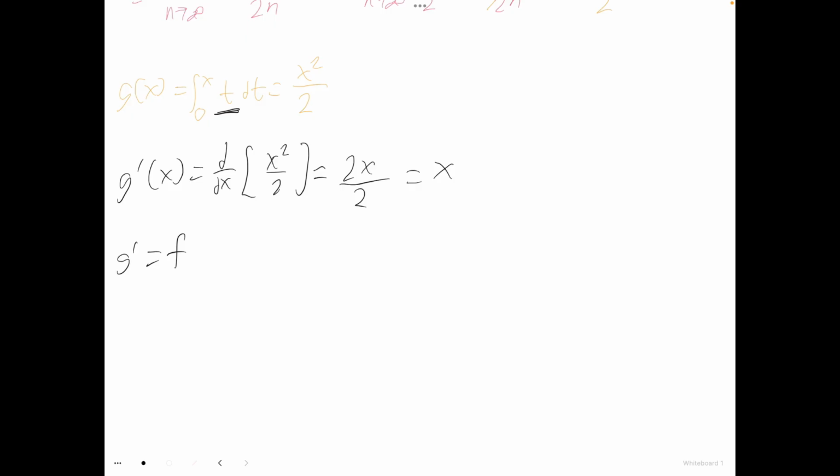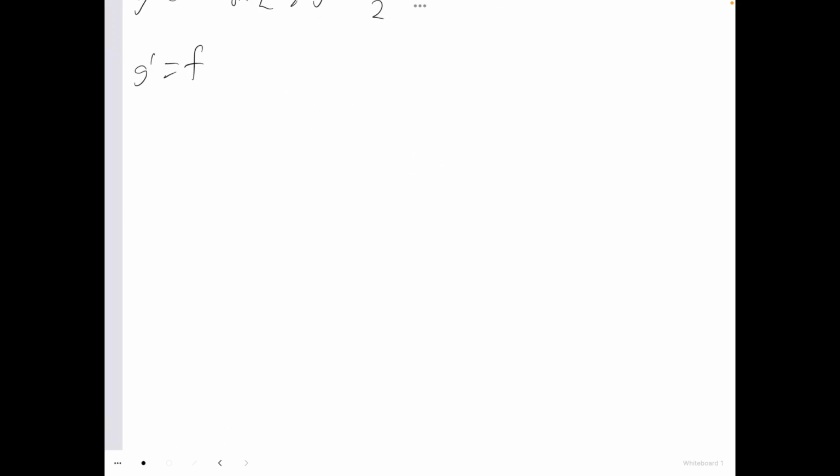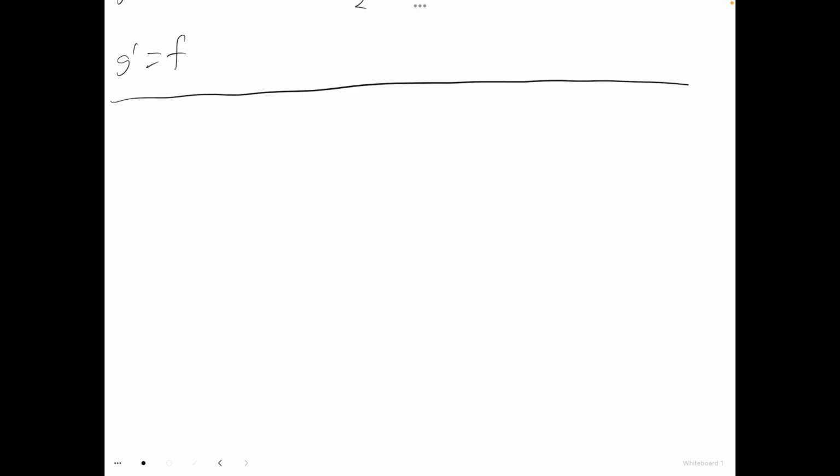And that got mathematicians wondering, well, is this just a coincidence, or does this always happen? And that's where the first part of the Fundamental Theorem of Calculus comes from. It basically says this isn't a coincidence, but let's write it down. So this is the Fundamental Theorem of Calculus, part 1. There are 2 parts to it. We're only going to talk about part 1 in this video. Part 2 will be in the next video.